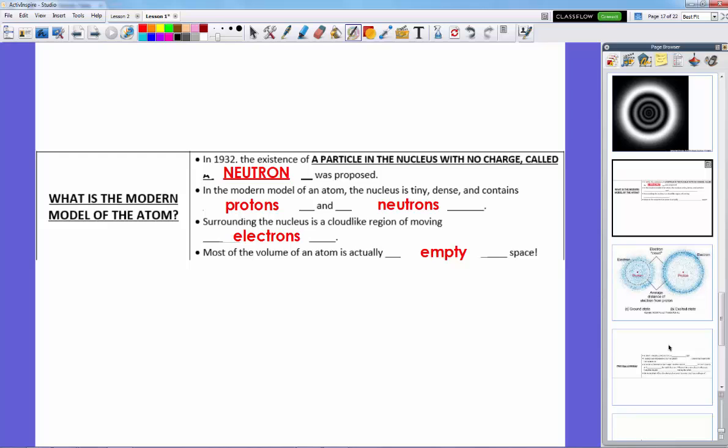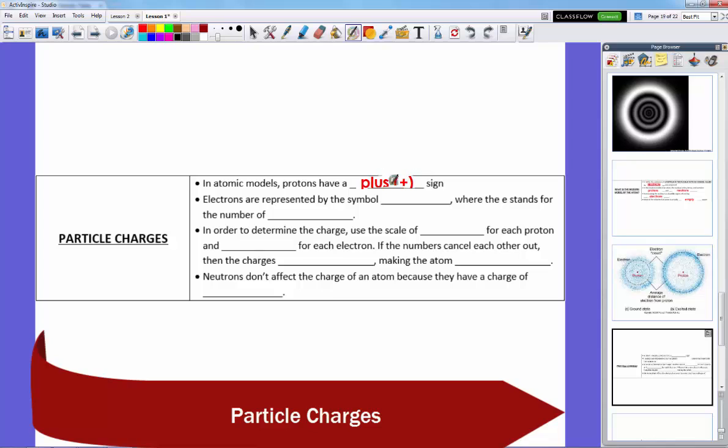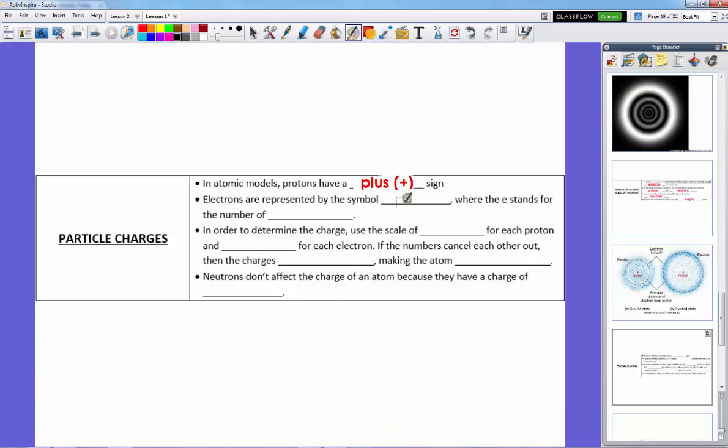Now, that's the model of the atom. So we have the protons and neutrons in the center, in the nucleus. The electrons orbit them, and we don't quite know where they're at exactly unless we're directly observing them, but we can figure out where they are based on the energy levels, and those are shells where they're in. In atomic models, protons have a plus sign, and electrons are represented by the symbol e minus, where the e stands for the number of electrons. So you would have like a 5 minus for that.